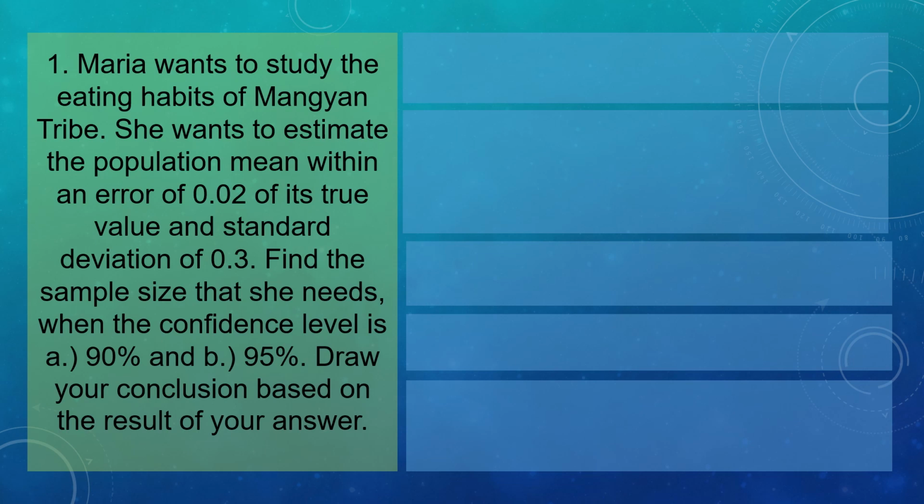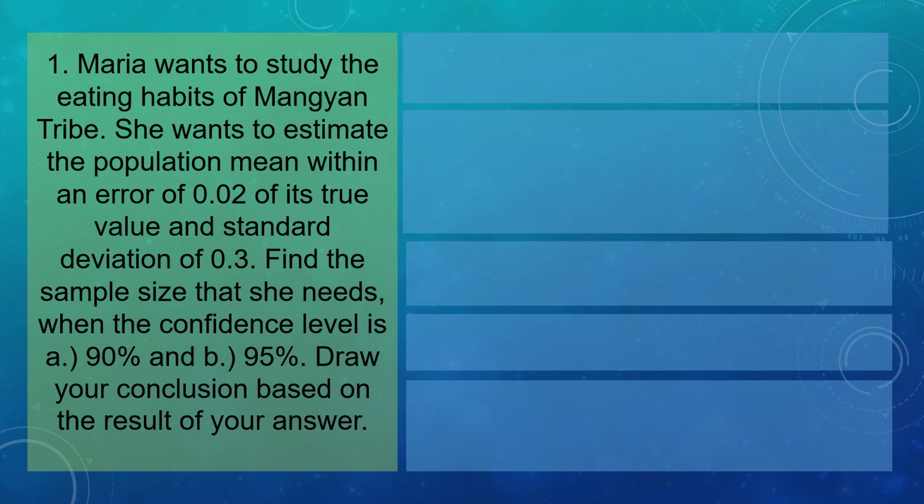Let's try a problem. Maria wants to study the eating habits of the Mangyan tribe. She wants to estimate the population mean within an error of 0.02 of its true value and a standard deviation of 0.3. Find the sample size that she needs when the confidence level is 90% and 95%. Draw your conclusion based on the result of your answer.